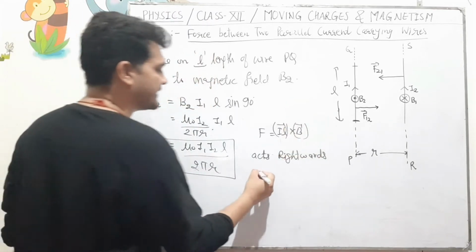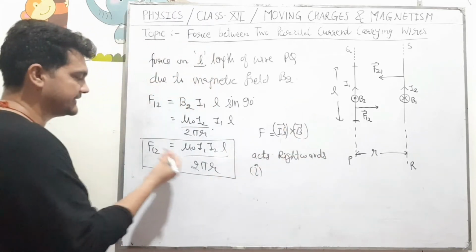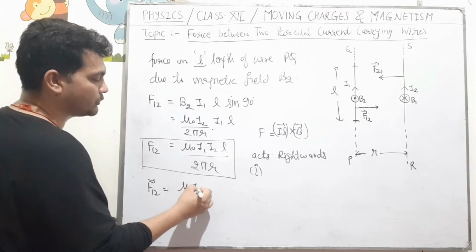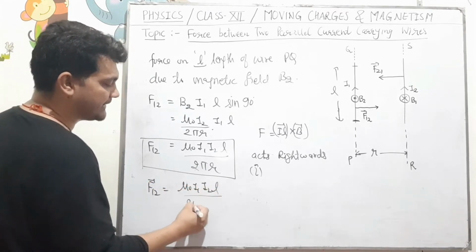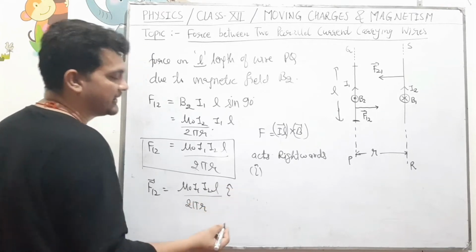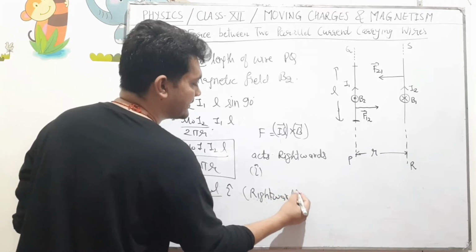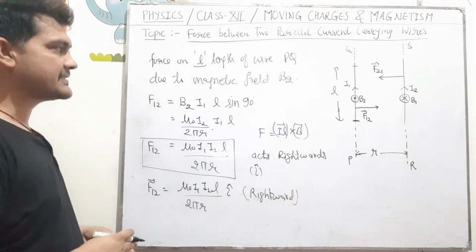Say the rightward direction is i cap. Then this force in vector form is given by F12 vector equal to mu naught I1 I2 L divided by 2 pi r into i cap. i cap means here it is the rightward direction. Okay.